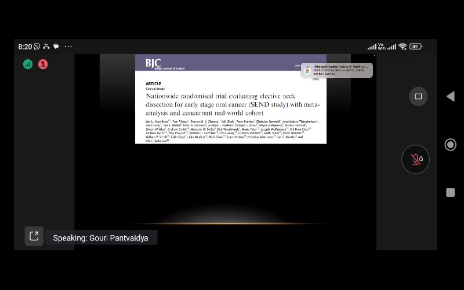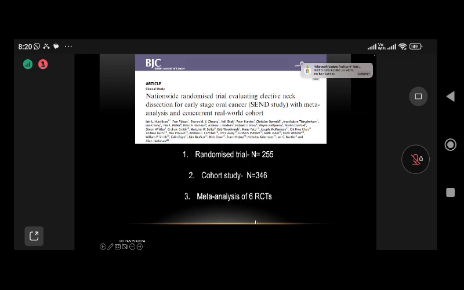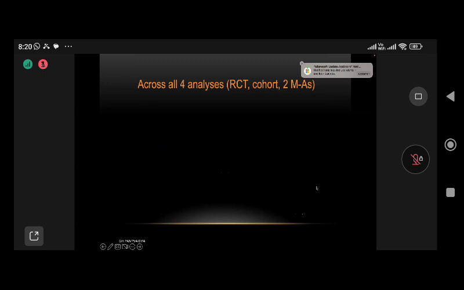Now, this has also been corroborated with another study. This was our randomized trial; another study looked at a randomized trial of 255 patients and a cohort study of 346 patients and a meta-analysis of 6 randomized trials, all in this particular study called the SEND study. This was published from the NHS, and a meta-analysis of 2 of our randomized control trials. Now, across all 4 of these analyses, that is the randomized trial, the cohort, and the 2 meta-analyses, the conclusions of this paper were also that elective neck dissection has a definite survival benefit over the wait and watch policy.